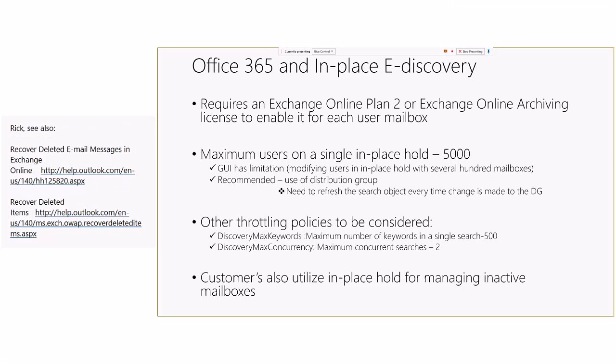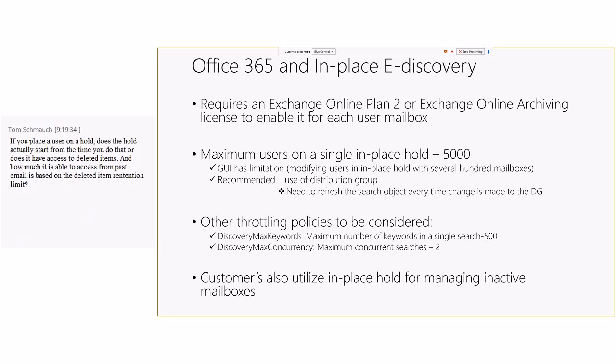Other throttling policies that administrators have to consider when using these features in Exchange Online is the maximum keywords that they can use in a single search, 500. There is another thing in throttling, discovery max concurrency, where the number of concurrent searches that you can run is only 2. If you try to search more than 2, obviously it will be queued, and once the search is complete, they will run. You're not going to be able to do 10 or 15 concurrent searches at once.